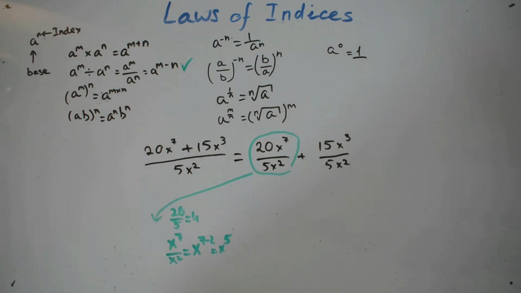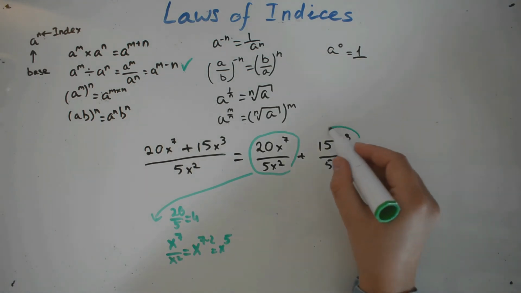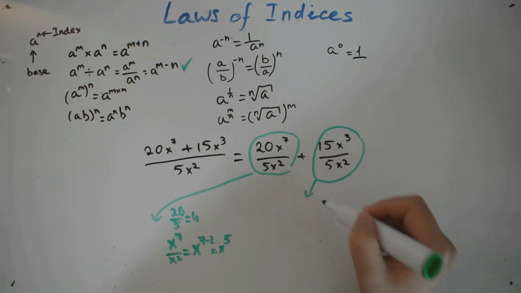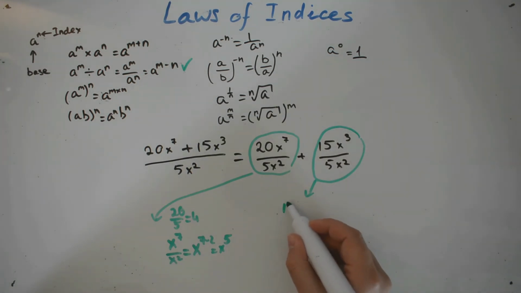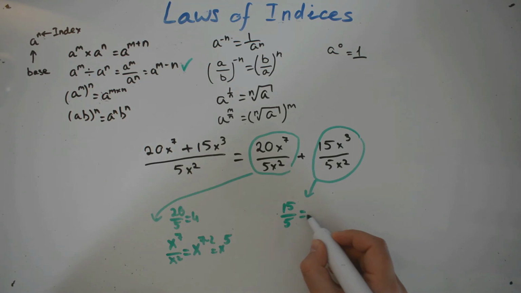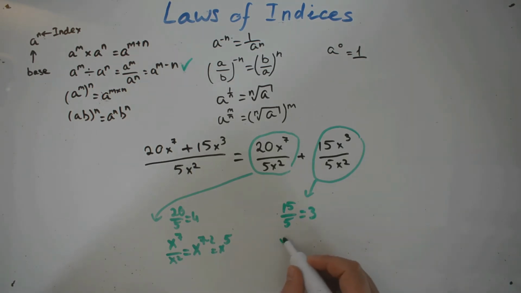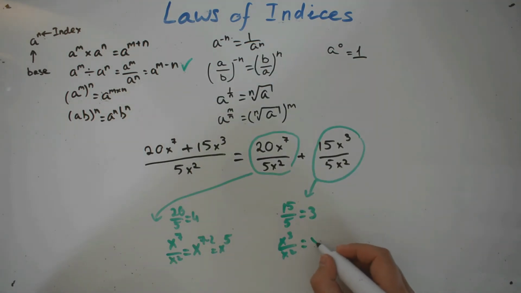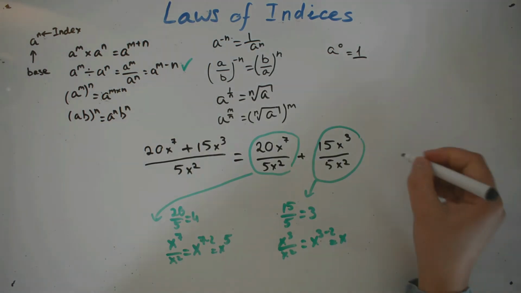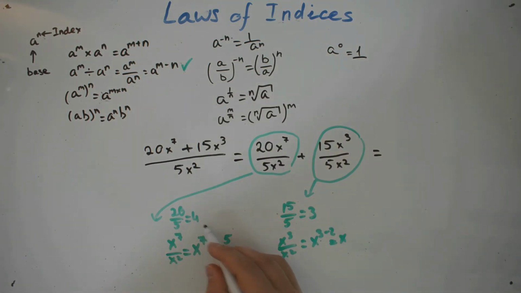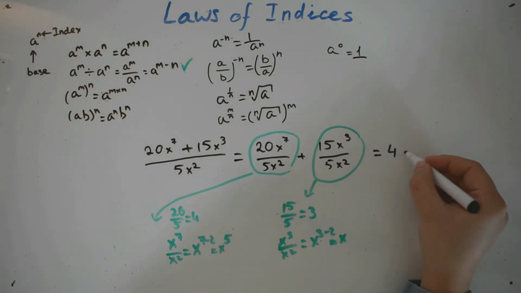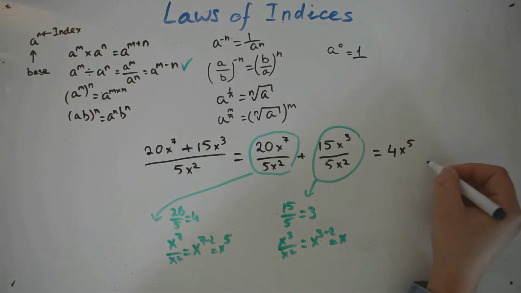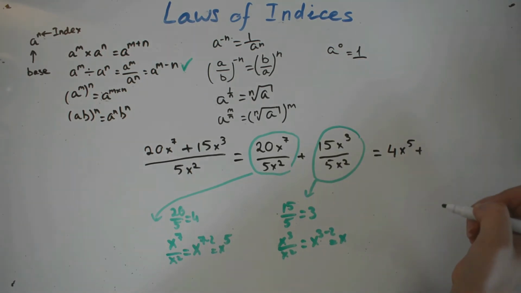Okay, now we're going to do the same thing to the second fraction. So we're going to have 15 divided by 5, which is 3, and then x to the power of 3 divided by x squared. We use the same rule again, number 2, so we'll be subtracting powers. It's x to the power of 3 minus 2, and it becomes x to the power of 1, which is just x. I'm going to write all of this together, so we have 4x to the power of 5 plus, the same sign, and we have 3x.